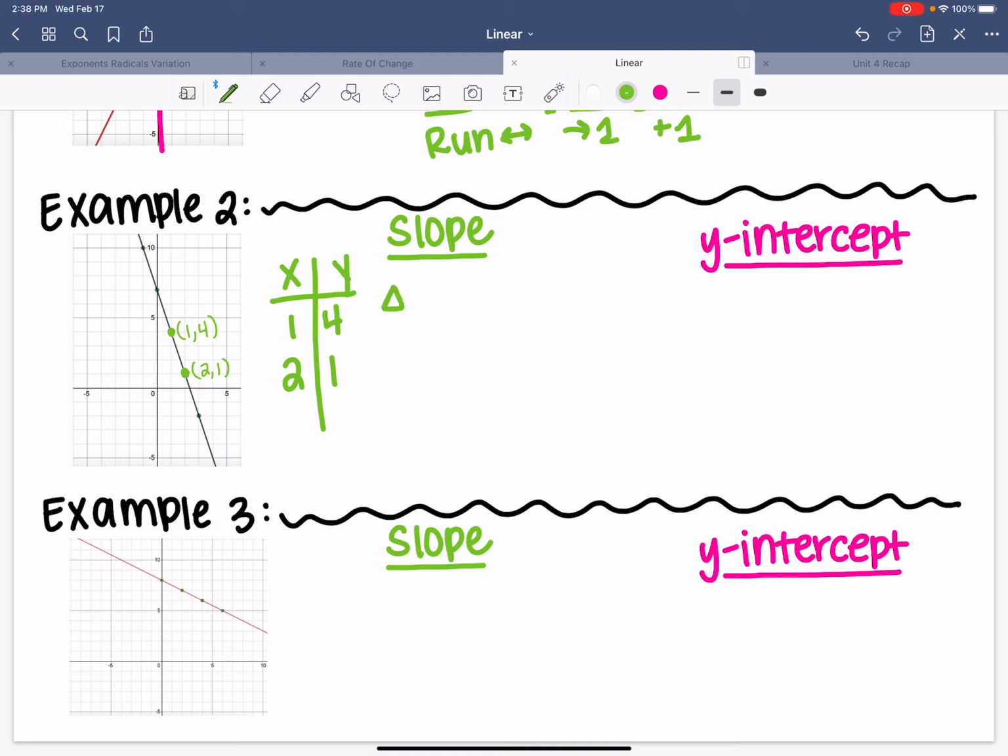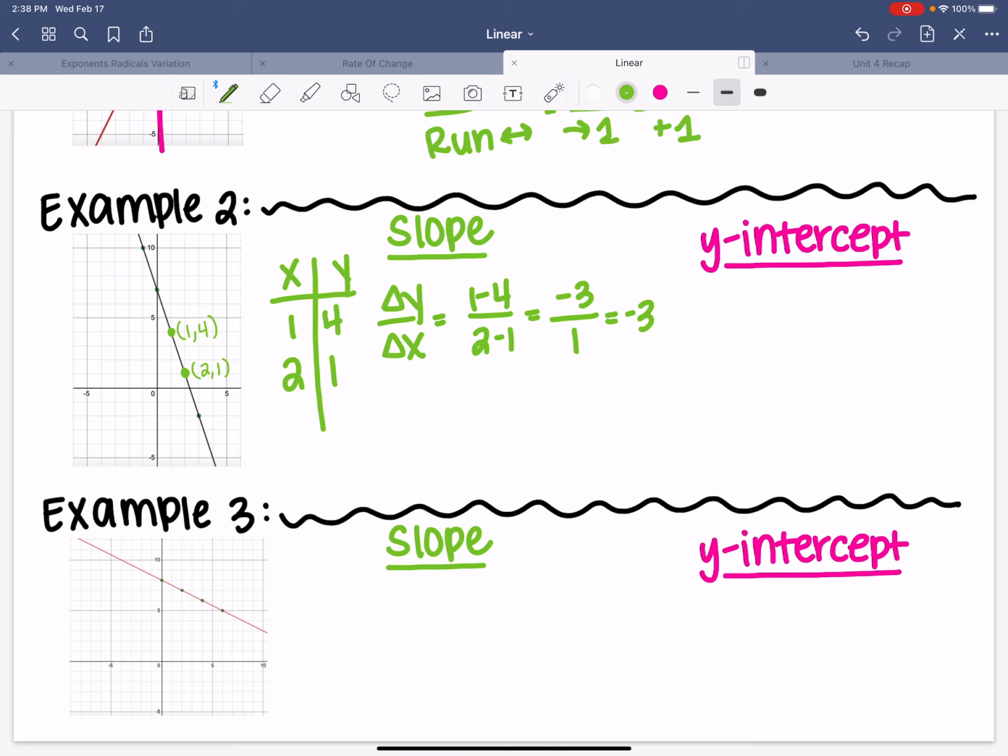So to find our change in y over change in x, that would be 1 minus 4 over 2 minus 1. Okay, so I subtracted my y's, subtracted my x's. So that's negative 3 over 1, which is just negative 3.